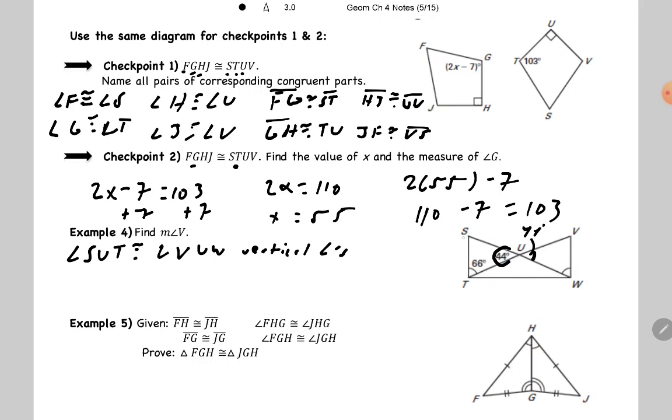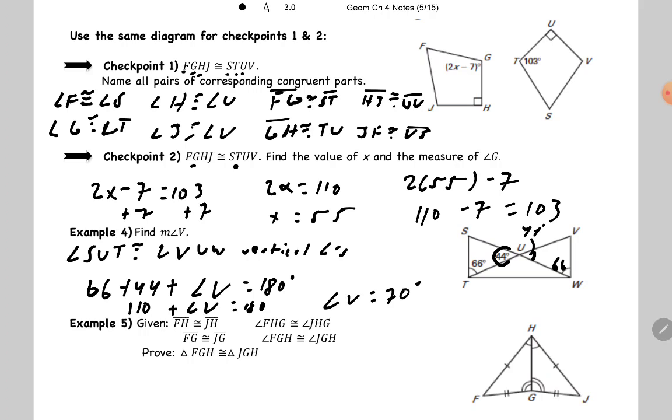And then they tell you that angle STU, the 66 degrees, is congruent to VWU. So this is 66. So we have 66 plus 44 plus angle V is equal to 180 degrees because there's a triangle here. And if you add up all the angles in the triangle, you'll get 180. So 66 plus 44 is 110 plus angle V equals 180. If I subtract, angle V gives me 70 degrees.